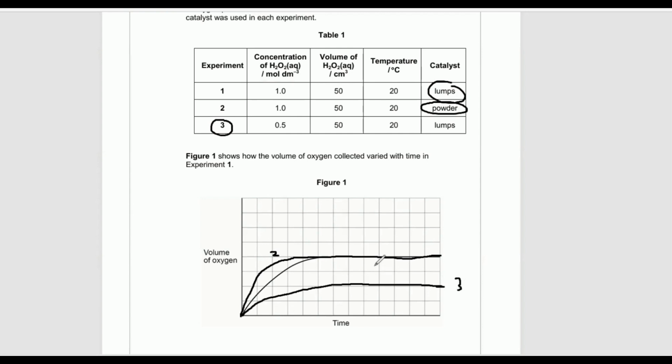So we want to end up with half the amount of product because we have half the number of particles to collide. And that means that the reaction is going to be slightly slower. Even though it's the same temperature and volume, there are slightly fewer collisions as we have half the concentration. So there we go. Line 2, line 3, that's going to get you a mark for each of them. Let's move on to the next bit.